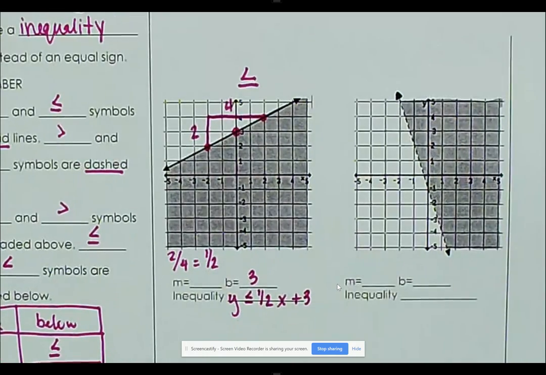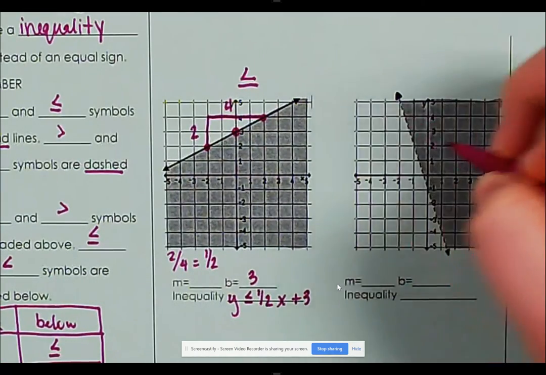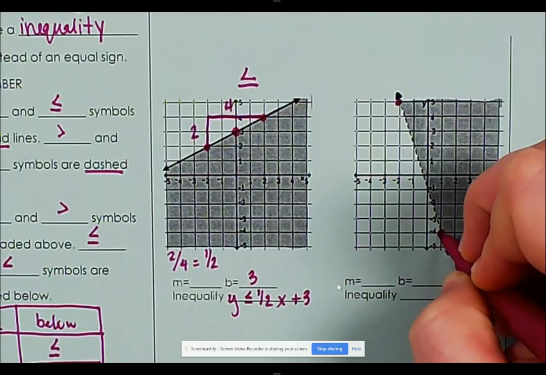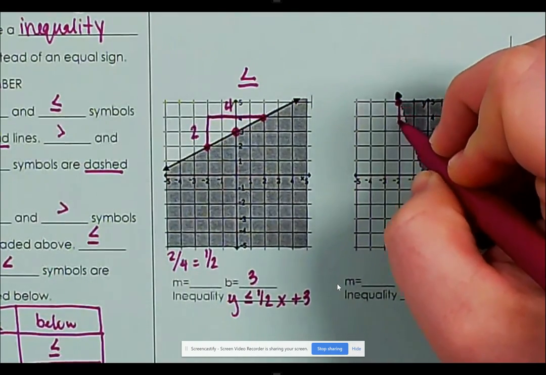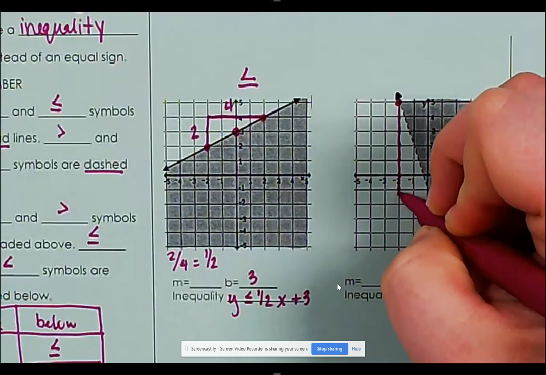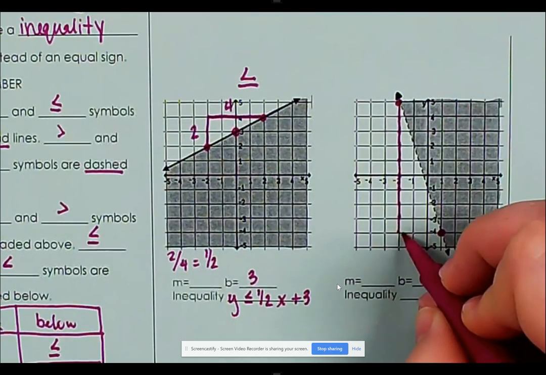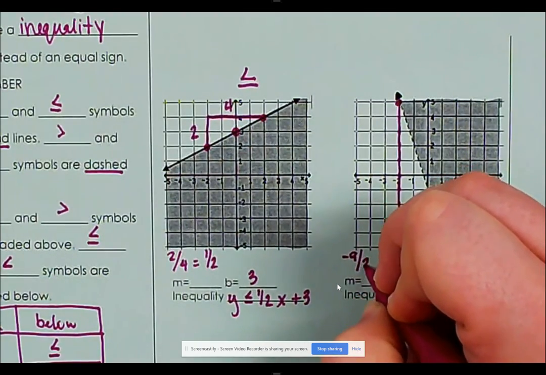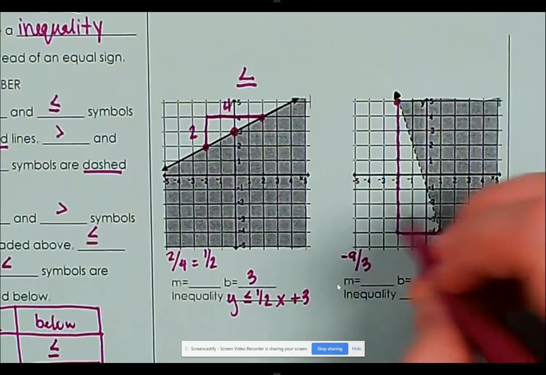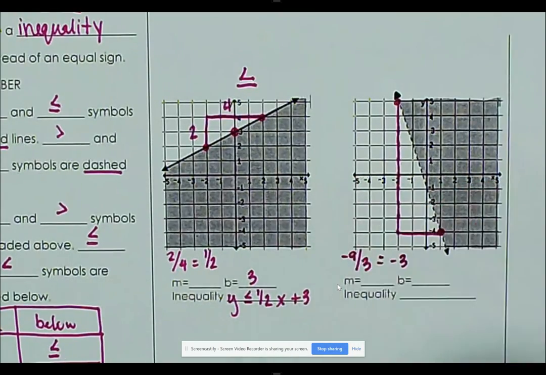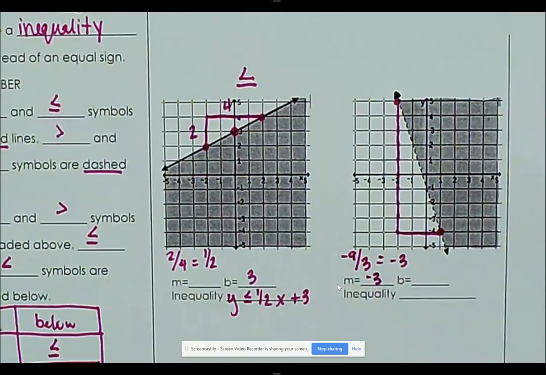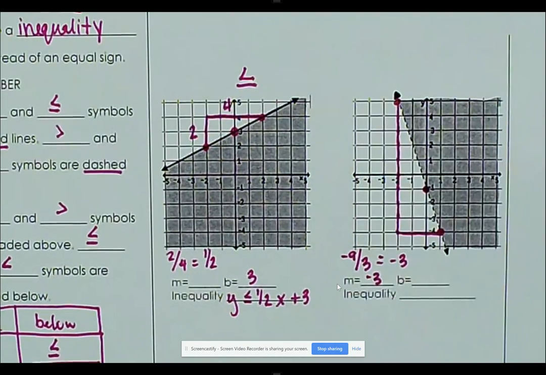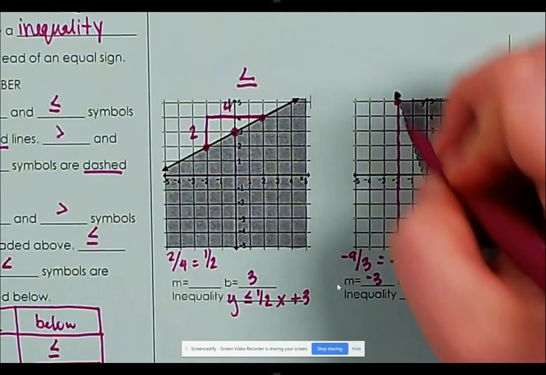Okay, here I'm going to find my two perfect points. It looks like I have one here. Looks like I have one here. Okay, so I'm going to go down 1, 2, 3, 4, 5, 6, 7, 8, 9. I'm going to go over 3. So down 9 would be negative 9 over 3. Okay, I went right 3, and that would simplify to a slope of negative 3, right? My b value is going to be negative 1. That's where my line crosses.